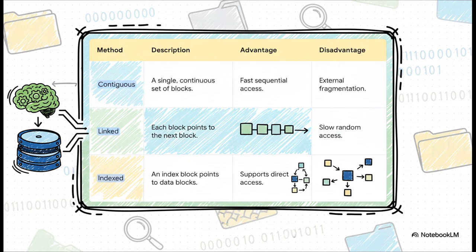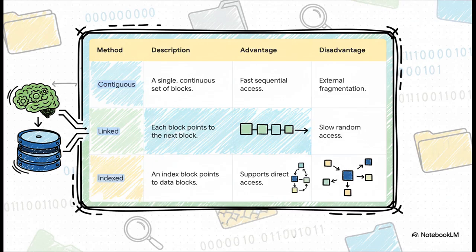First, you have contiguous allocation. This is where all the file's blocks are stored together in one long line. Super fast for reading a file from start to finish. The problem? You get a lot of wasted space called external fragmentation. So think fast but wasteful.